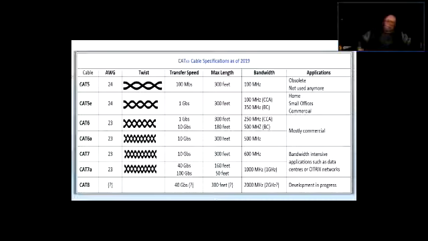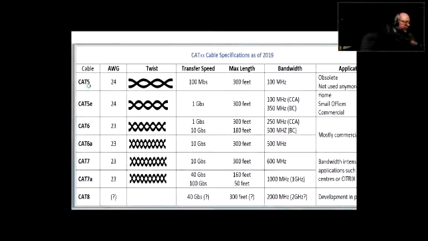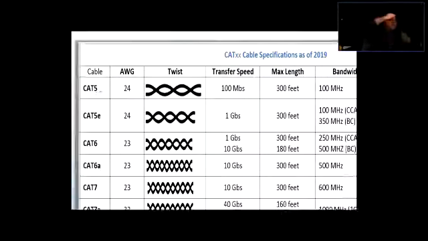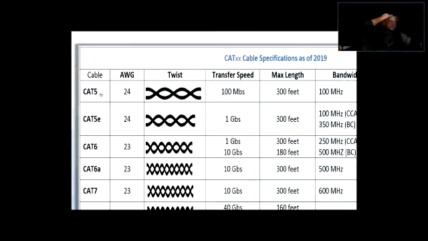So let's take a look at Cat 5, which is pretty much obsolete right now. You can still use it for basic telephone transmissions, but just for POTS. Because even when you try to install VoIP telephone sets, then Cat 5 is not enough. You have to have a minimum of Cat 5e. The E stands for enhanced, right? So Cat 5e.